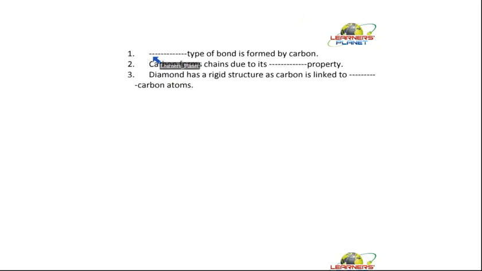Now here students, there is a question: dash type of bond is formed by carbon. What type of bond is formed by carbon? This is question number 1, and can you guess the type of bond formed by carbon? Carbon belongs to the 4th group. As it belongs to the 4th group, how many valence electrons are there? What is the number of valence electrons here?